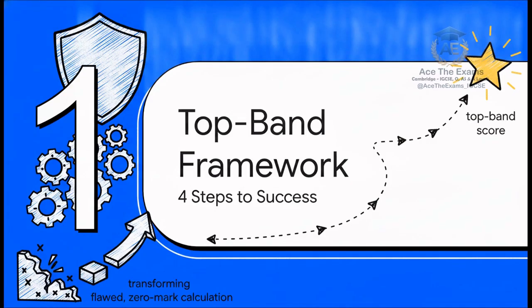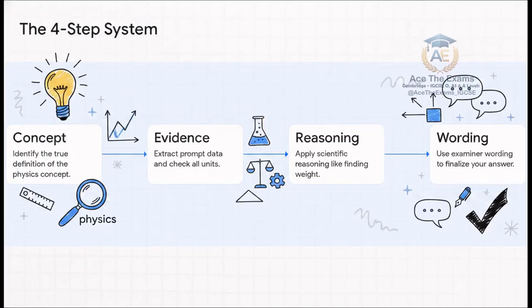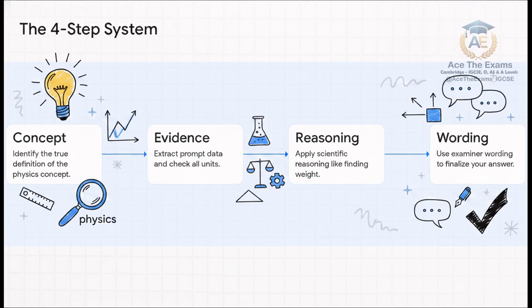The top band answer framework. Okay, so the absolute crucial point is following these 4 steps every single time you tackle a question like this. Step 1, identify the core concept, in this case, the true definition of pressure. Step 2, extract the correct evidence and data from the prompt, paying super close attention to the units. Step 3, apply scientific reasoning, like actually converting mass to weight. And finally, step 4, use examiner wording to finalize your answer. Following this sequence guarantees every single method mark is claimed.